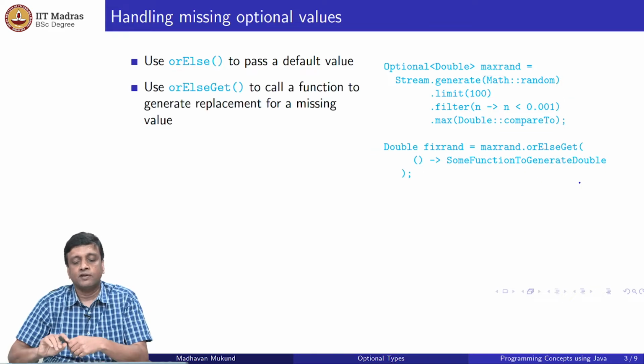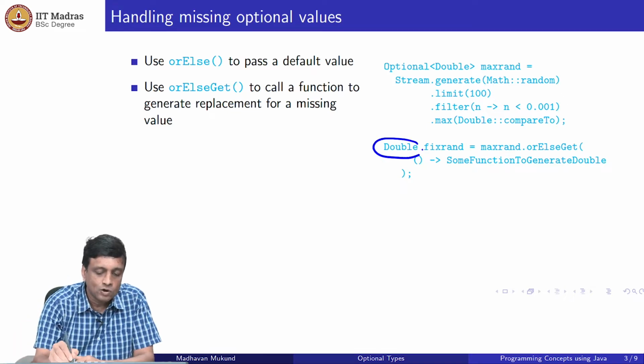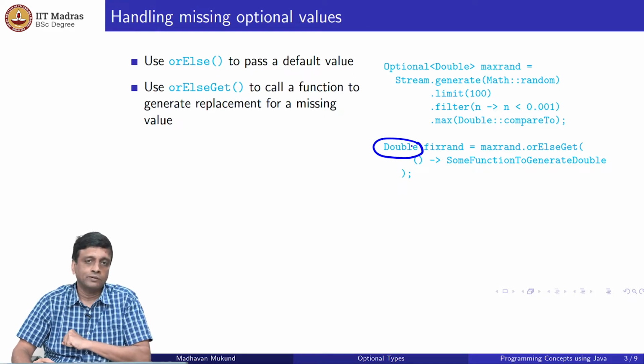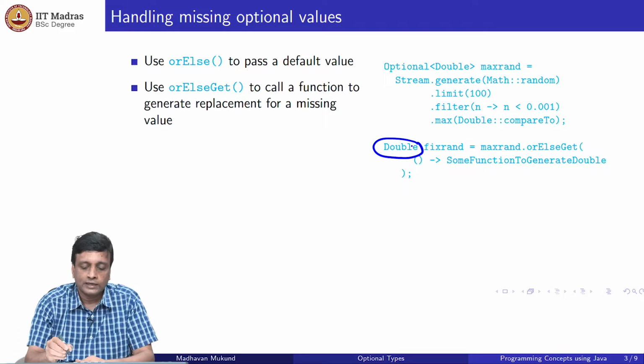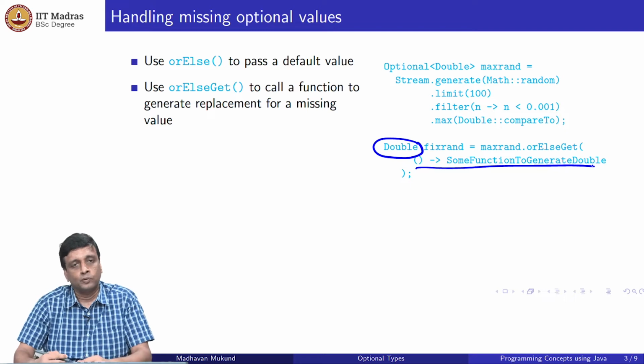So providing a fixed value, we can also provide a function that generates a value, but it has to be well typed. Remember that at the end, in this case, whatever you do, you have to produce a double. So either I get a valid value from maxrand, which is a double, or I provide, in the previous case, a kind of signal value like -1, which is a double. Here I am saying instead of that, you could actually take a function which produces something which is a double, but it could be up to you what you do.